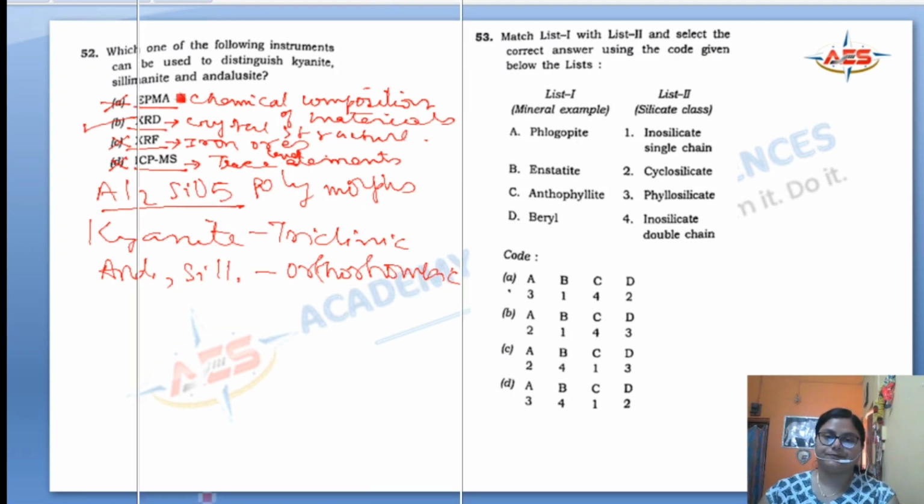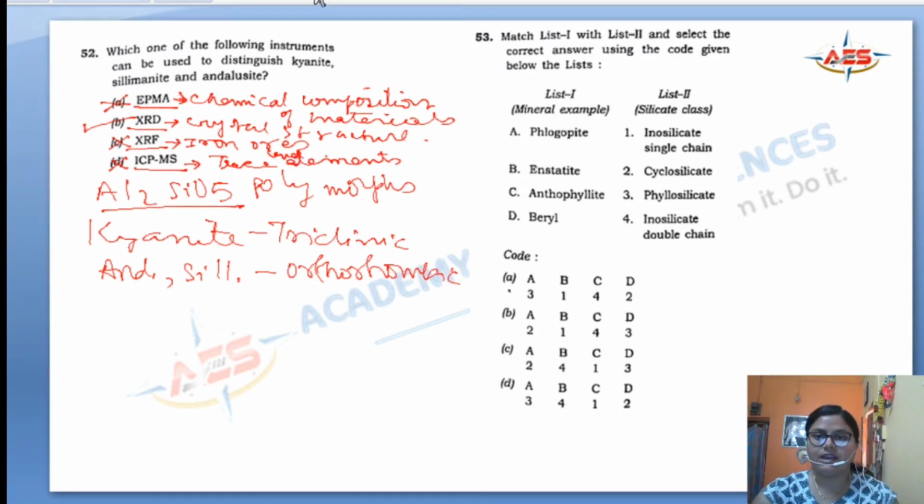Okay. Next question 53. Match list 1 and list 2 and select the correct answer using the code given below. List 1 is mineral example, list 2 is silicate classes. Okay, so in list 1 we have phlogopite, enstatite, anthophyllite and beryl. In list 2 the silicate classes are inosilicate single chain, cyclosilicate, phyllosilicate, inosilicate double chain.